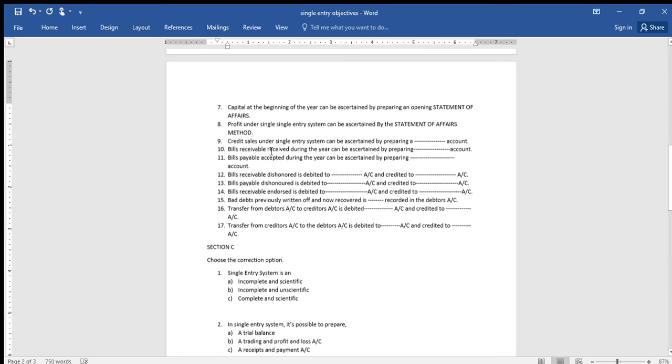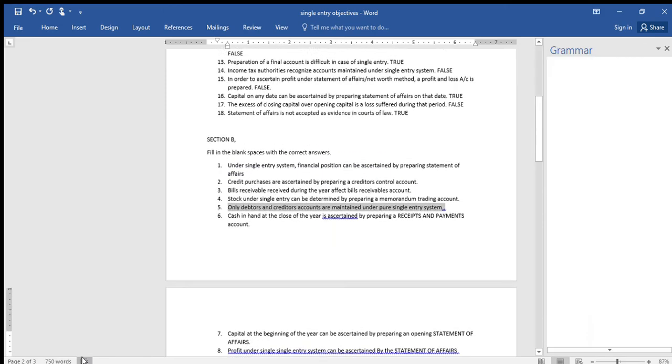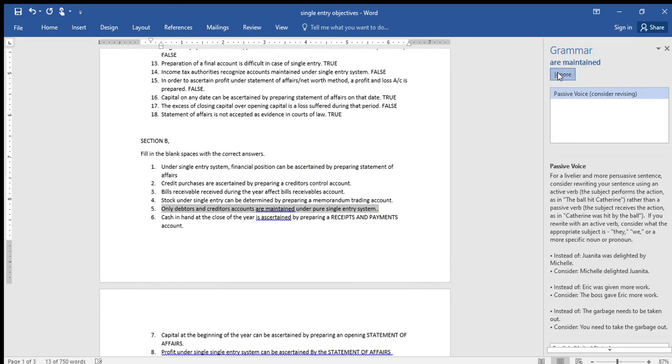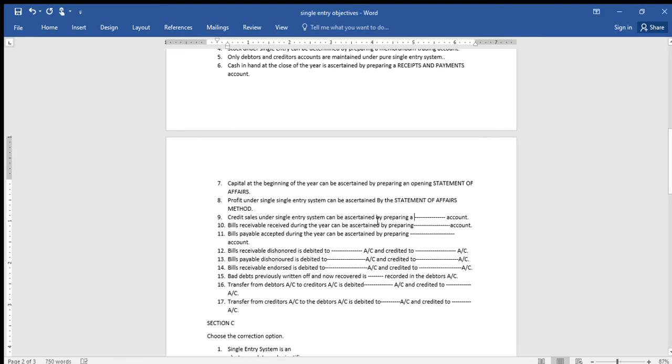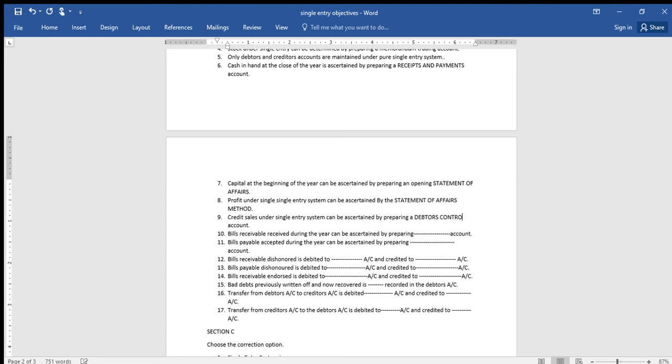Then number 9, credit sales under single entry system can be ascertained by preparing the debtors control account, or the total debtors account.